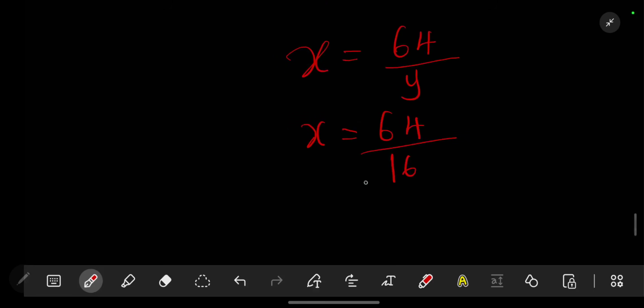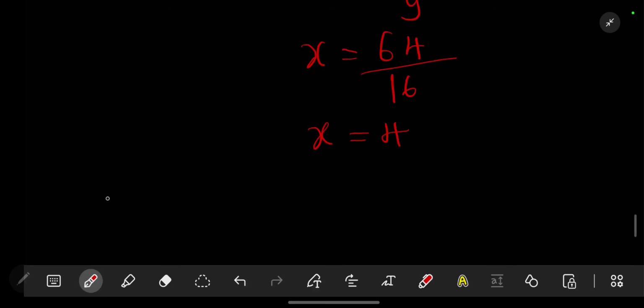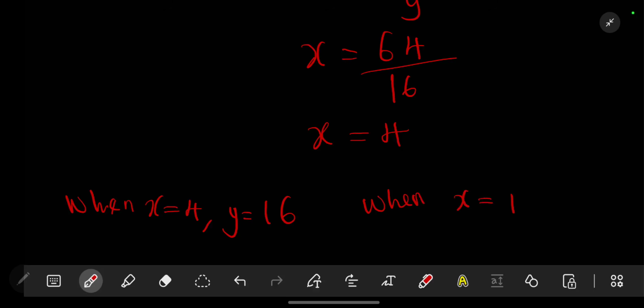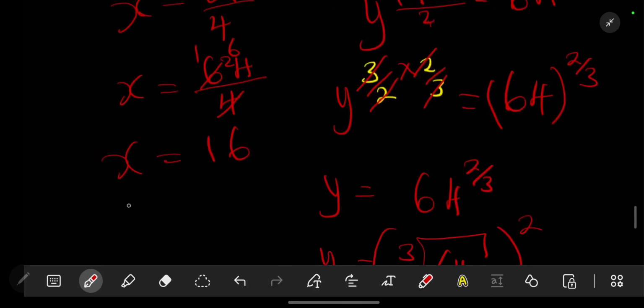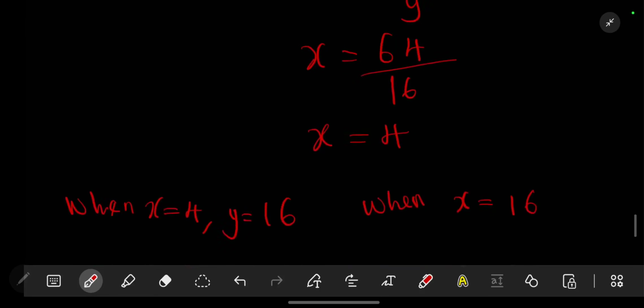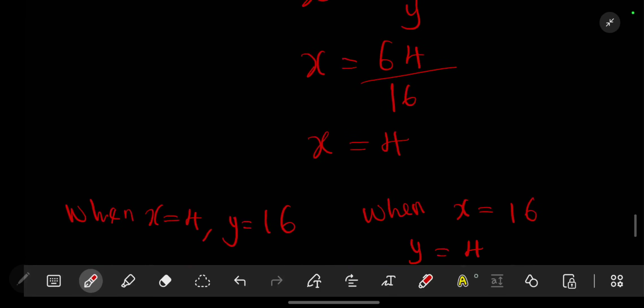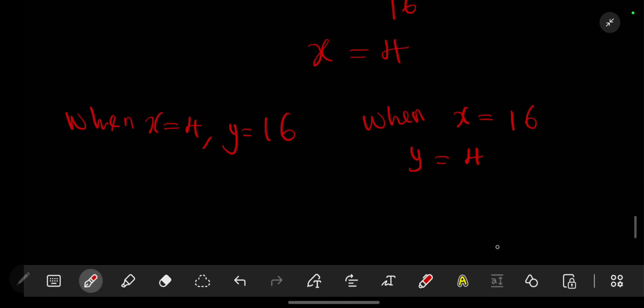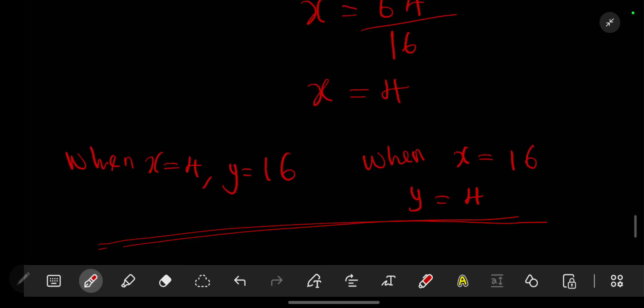Our y is 16. 64 divided by 16 is 4. So we can say that when x is equal to 4, y is equal to 16. And when x is equal to 16, that is for the first answer that we found, our y is equal to 4, like that. So they have interchanged like that. So this is the required answer.